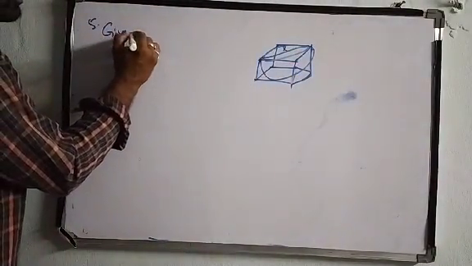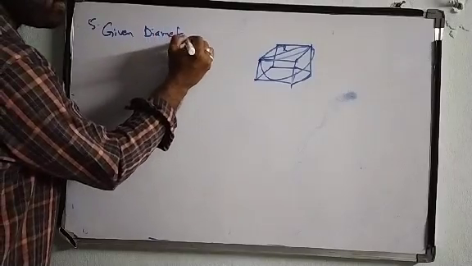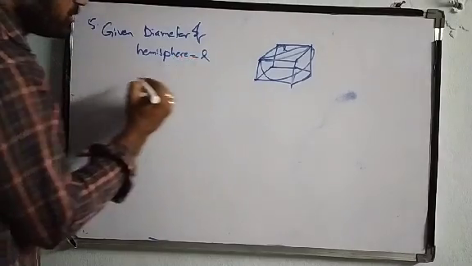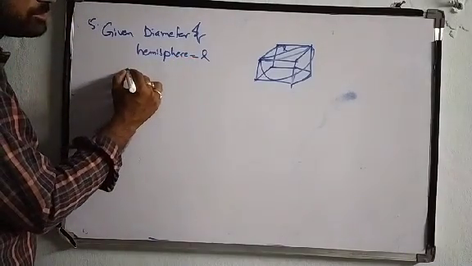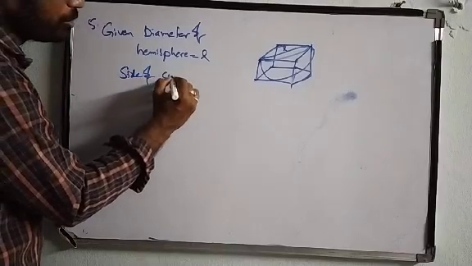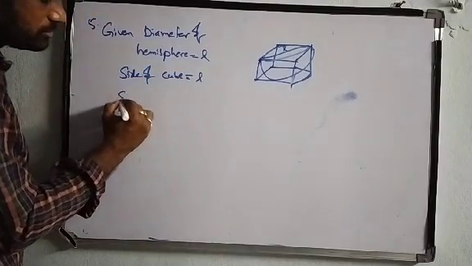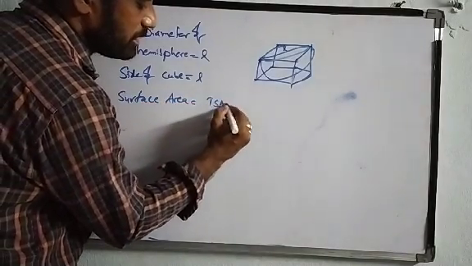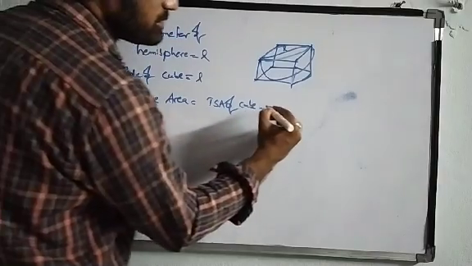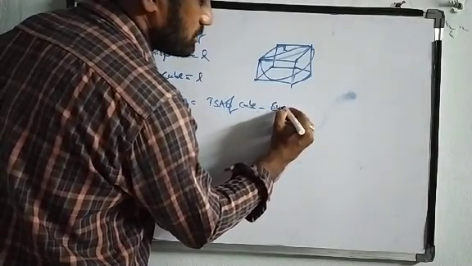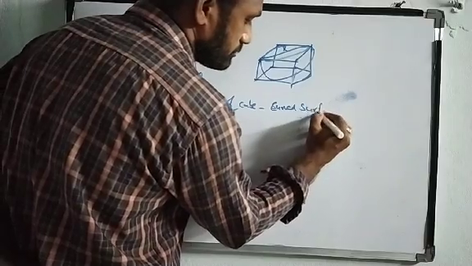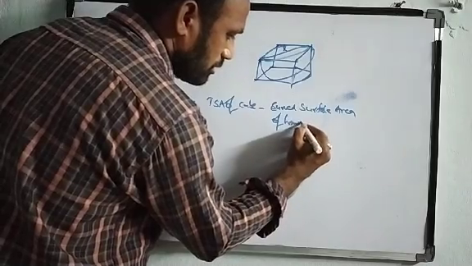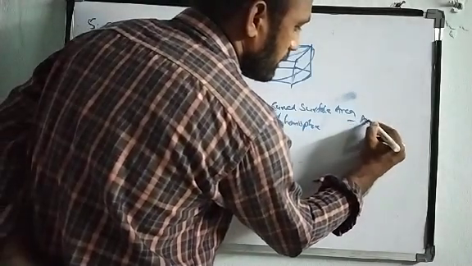Given the diameter of the hemisphere, which is L, the side of the cube is also L. So the surface area is the total surface area of the cube minus the curved surface area of the hemisphere, minus the area of the base.